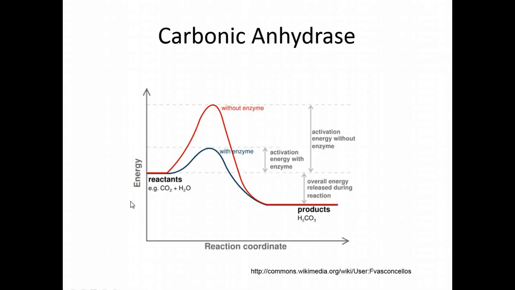Okay, now let's talk about an enzyme, carbonic anhydrase. The carbonic anhydrase reaction produces carbonic acid, so it uses CO2 and water. Again, we're seeing basically the same thing. If you look at CO2 and water, there is some release of energy over on the right, and we have this thing called activation energy. If you notice, with the enzyme present, the activation energy is less.